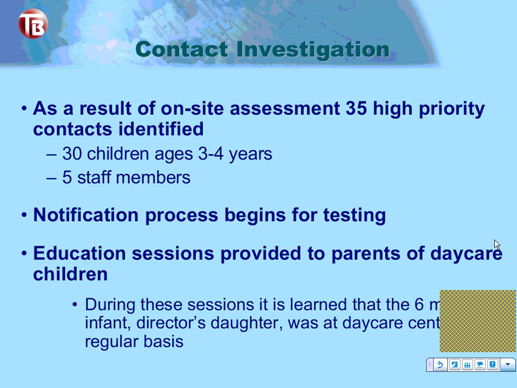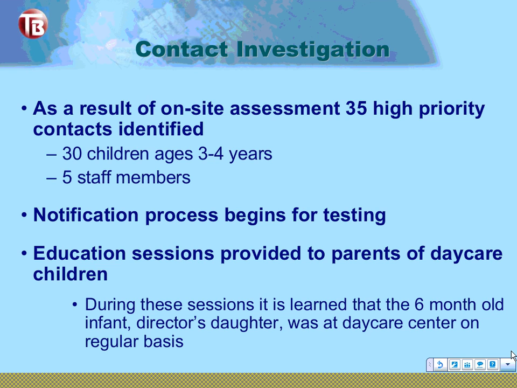The results of the on-site assessment revealed that there were 35 high-priority contacts. 30 of those 35 high-priority contacts were children between the ages of 3 and 4 years. The rest were members of the daycare center, and 2 of them were adolescents. So the notification process began in terms of what to do next. Part of the notification process for these contacts involved conducting education sessions for the adult contacts as well as the parents of the children of these daycare facilities.